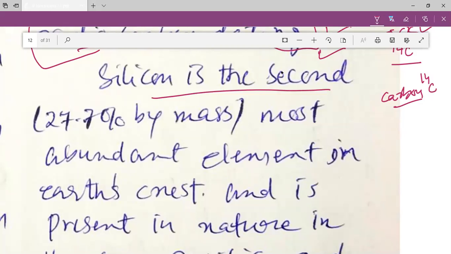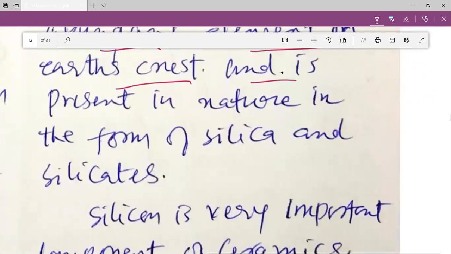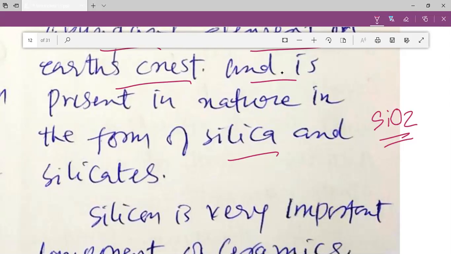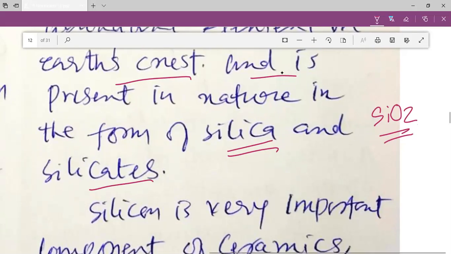Silicon is the second most abundant element in the Earth's crust, 27.7% by mass, and silicon is present in nature in the form of silica. Your silica is SiO2, my dear students. If you look under your feet, you will find very small particles of sand. These particles of sand are nothing but your silica, and you will find silica all around you in nature. So majorly silicon is found as silica, or as silicates.